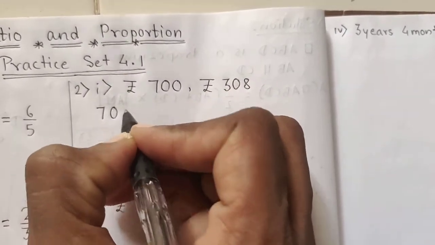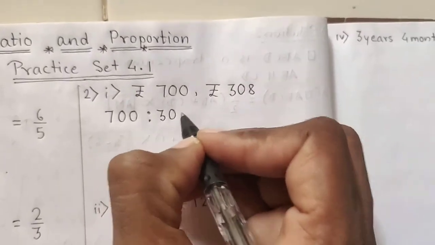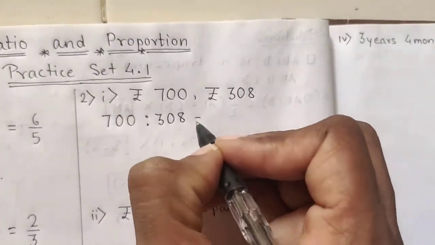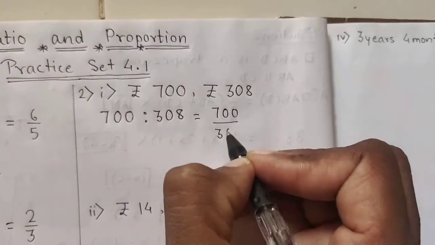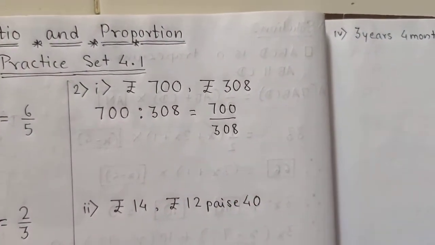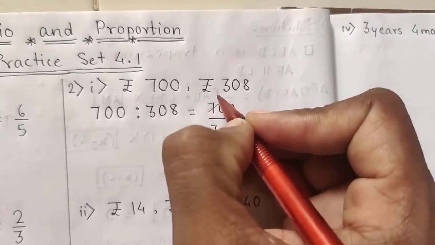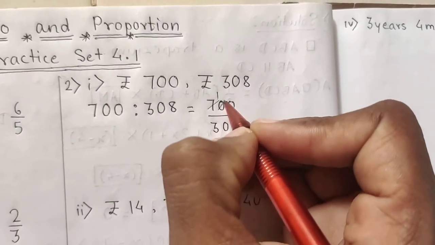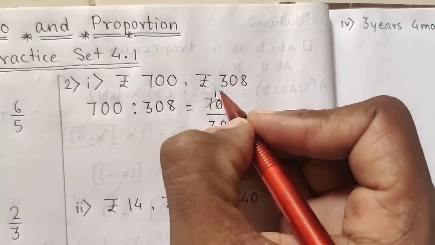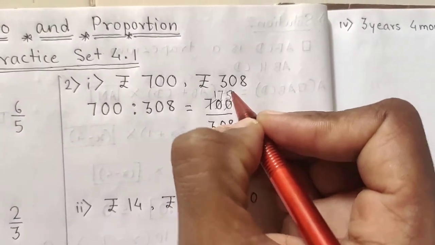This is 700 is to 308. So this is basically 700 upon 308. In this case we are going to do cancellation by 4. 4 1s are 4, so 3 is remaining. 30, so 4 7s are 28. 2 means 20 is there, so 4 5s are 20.